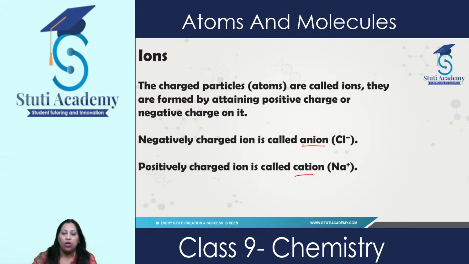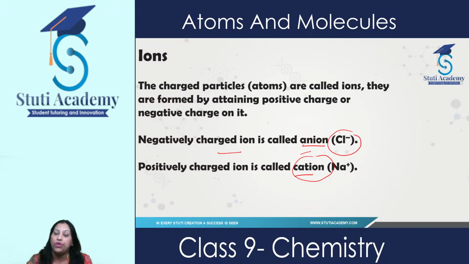Those with negative charge we call anions, and those with positive charge we call cations. So we have two types of charged particles, and we call them ions. How are these charged particles formed? As I told you, the elements which have negative charge, we call them anions.